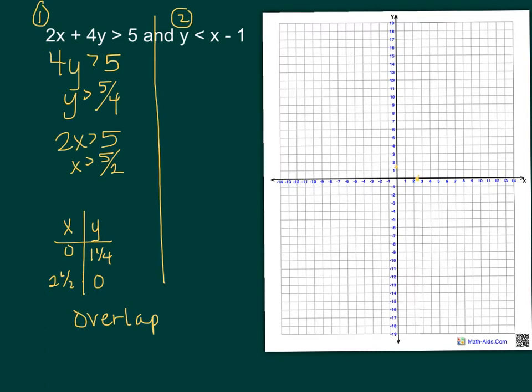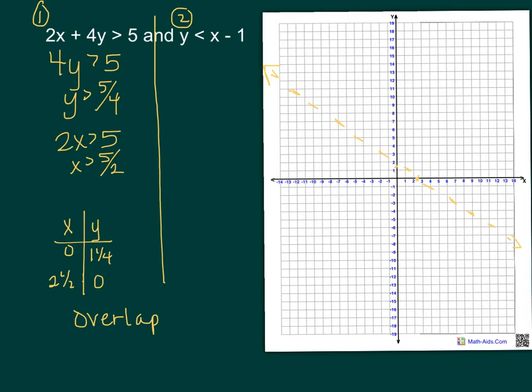Now, if you look at my original equation, this is not underlined. And because this is not underlined, this needs to be a dashed line when I graph this. So if you watch, I'm going to actually dash my line as I'm graphing it. It's the same thing as an open circle, basically.